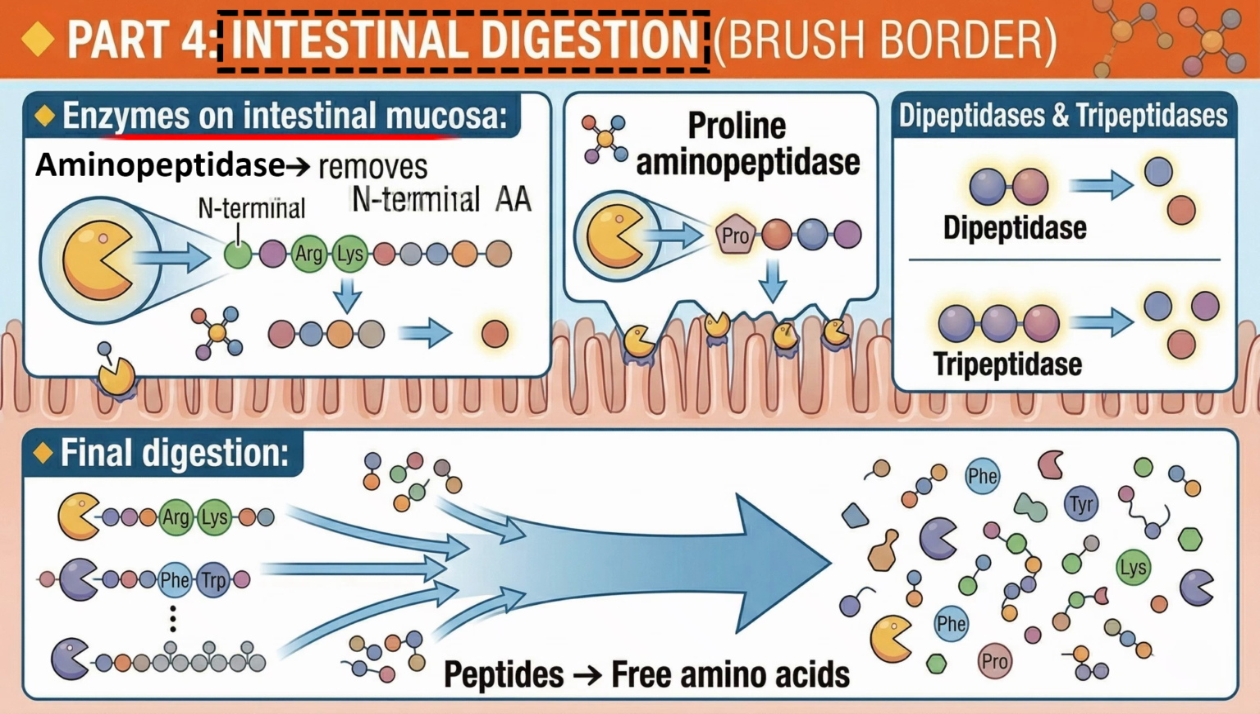First enzyme is the aminopeptidase. It removes the amino acids from the N-terminal end of the peptides. Second is the proline aminopeptidase. It acts only on the peptides containing the proline. Then you have the dipeptidases and tripeptidases. These dipeptidases and tripeptidases break the respective dipeptides and tripeptides respectively. The final outcome is that everything is converted into free amino acids. Now these amino acids, the absorbable form of the proteins, are ready for the absorption.